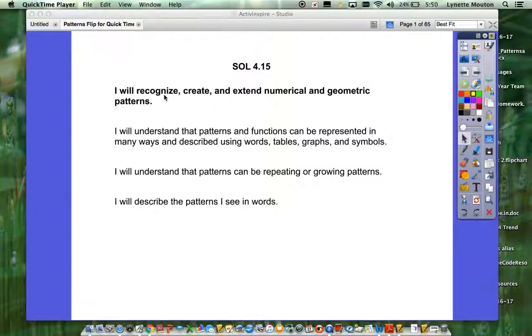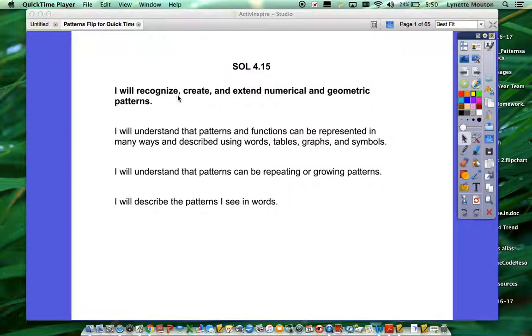Remember that the three things they want us to be able to do is to recognize, create, and extend patterns. There are two different types of patterns that we're going to mainly focus on. They are numerical, remember that has to do with numbers, and geometric patterns, which has to do with shapes. And don't just think about standard shapes. It could be little pictures of animals or anything like that, which is still considered to be in the geometric pattern category.